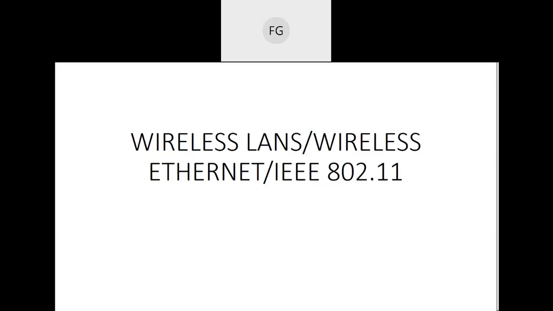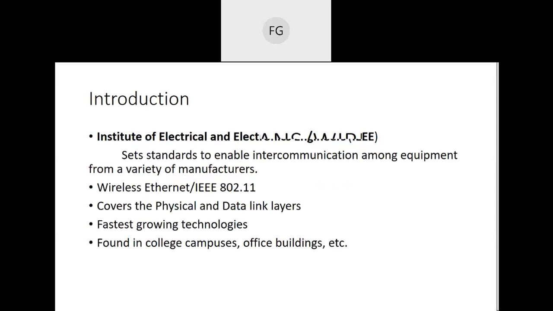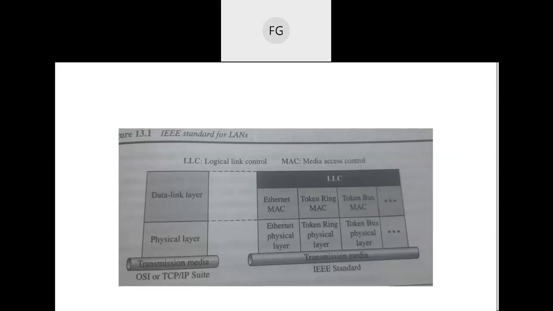In 1985, the Computer Society of the IEEE started a project called the Project 802 to set standards to enable intercommunication among equipment from a variety of manufacturers. The relationship of the IEEE 802 standard to the TCP/IP protocol suite is shown here in this figure.